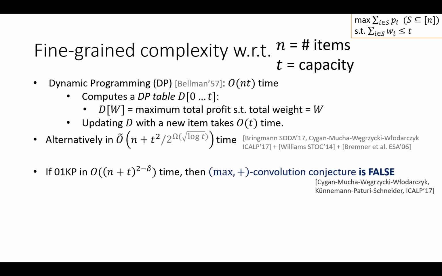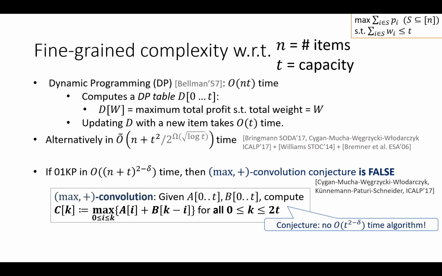On the lower bound side, it is known that if 0-1 knapsack can be solved in truly subquadratic time in both n and t, then some popular conjecture in fine-grained complexity will be false. More specifically, there is this max plus convolution problem where we are given two arrays of length t, and we want to compute for each integer k, what is the maximum sum of a_i plus b_{k-i}, where i ranges from 0 to k. It is conjectured that this problem cannot be solved in truly subquadratic time.